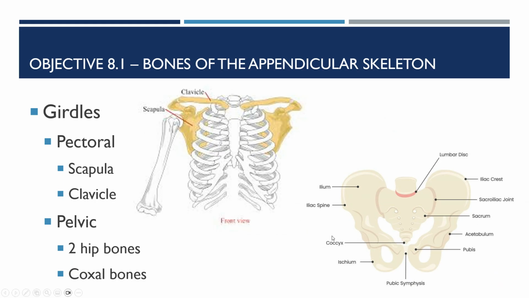And then the girdles that attach your arms and your legs to the axial skeleton. The pectoral girdle is going to be in your shoulder area. It's going to consist of the scapula, which is what we commonly call our shoulder blade, as well as the clavicle, which we commonly call our collarbone. And then your pelvic girdle is going to consist of 2 coxal bones, that we commonly refer to as hip bones, but they're called coxal bones, and they're made up of other bones that are fused together.